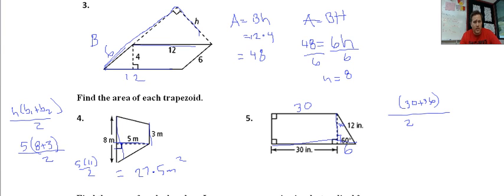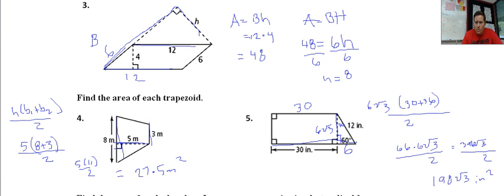Then to go from 30 degrees to 60 degrees, we multiply by root 3, so we get 6 root 3. Now we're just going to add these together. This is going to give me 66 times 6 root 3 over 2. 66 times 6 is 396. 396 root 3 over 2, and then 396 divided by 2 is going to give me 198 root 3 square inches.